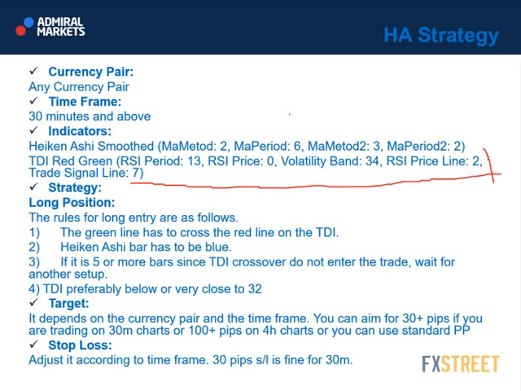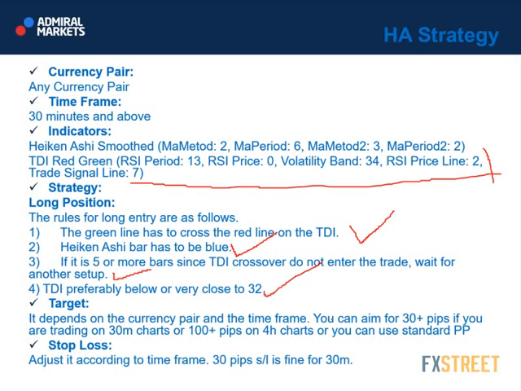And the strategy is pretty much straightforward. The rules for a long entry are as follows. The green line has to cross the red line on the TDI. The Heiken Ashi bar has to be blue. This is very important because we are using Heiken Ashi Smoothed. If it's 5 or more bars since the TDI crossover, do not enter the trade. Wait for another setup. TDI is preferably below or very close to 32.